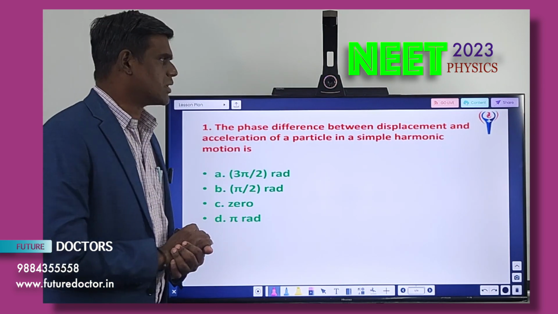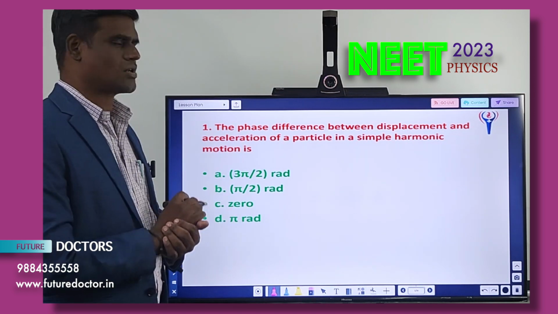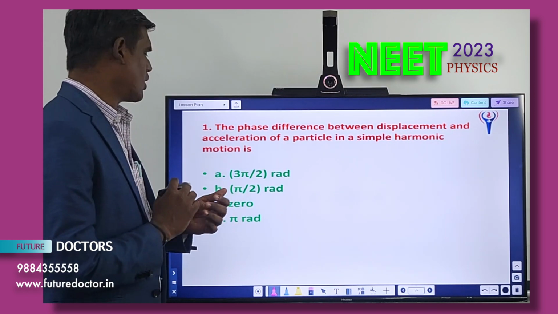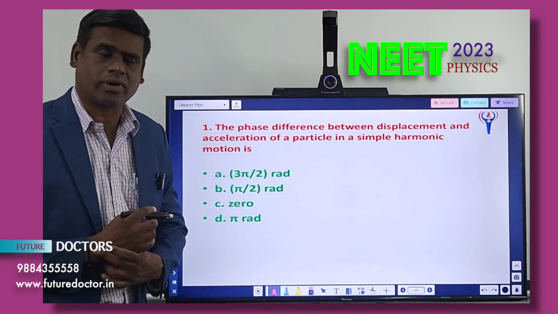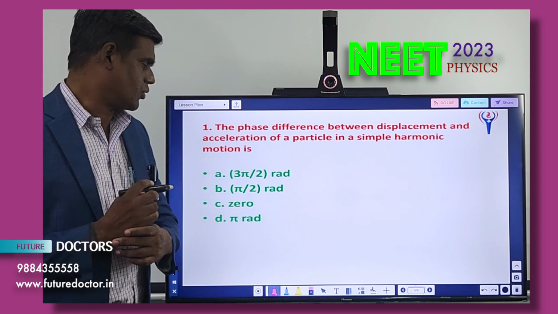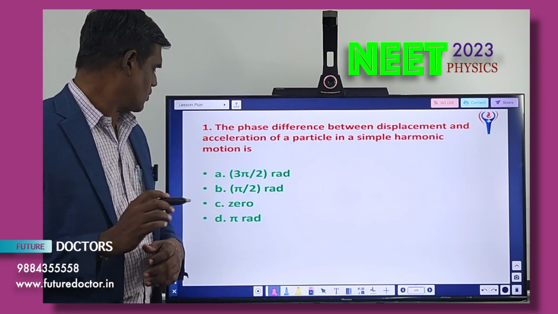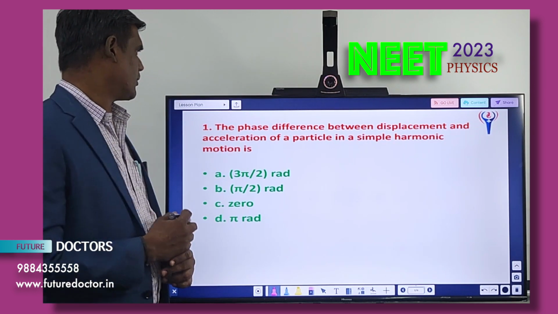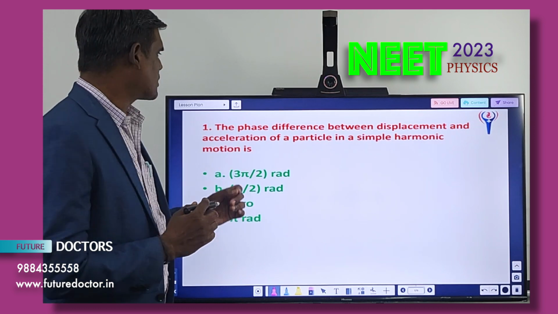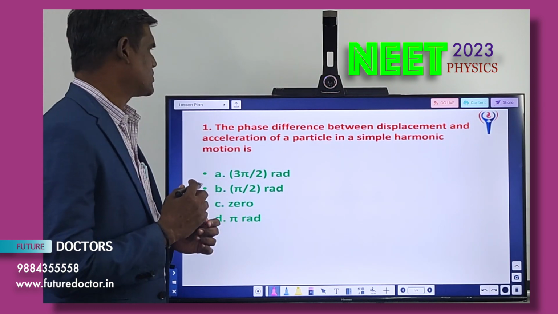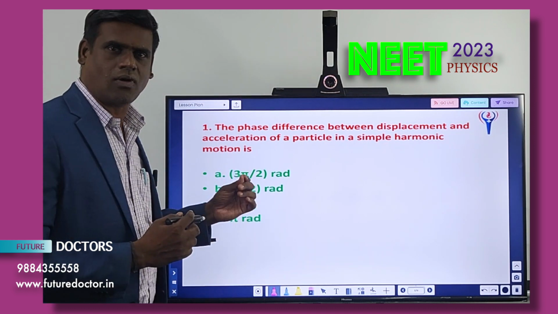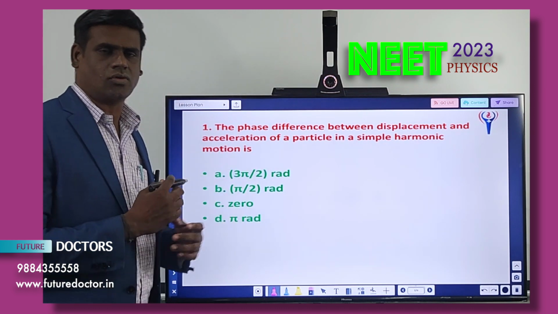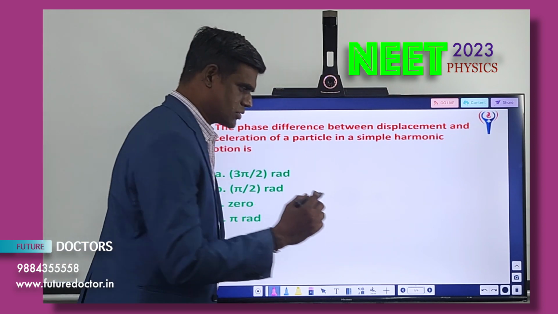The phase difference between displacement and acceleration of a particle in a simple harmonic motion is dash. A option 3 pi by 2 radian. B option pi by 2 radian. C option 0. D option pi radian. Here we should know the relationship between phase difference, displacement and acceleration of simple harmonic motion. By knowing the formula, you are able to derive the solution for this question. Let's move to question number 2.